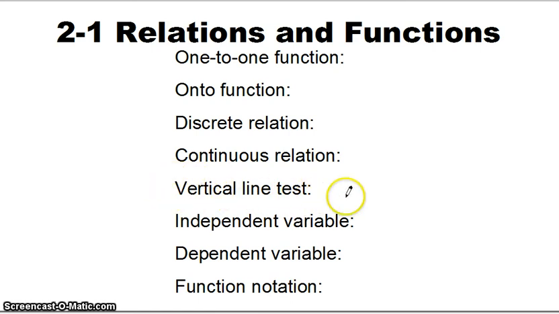Then, of course, the vertical line test. A relation is a special relation, a function, if any vertical line passes through it just once. And then we will discuss what the independent and dependent variable are, and I'll show you what function notation is.